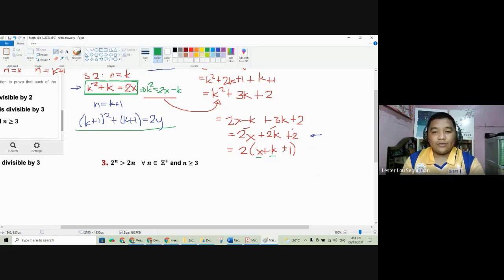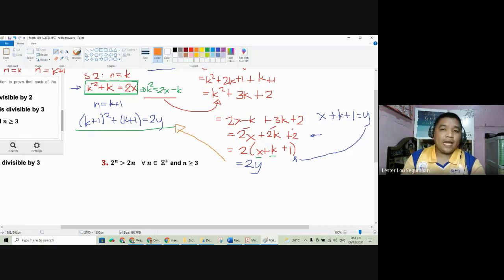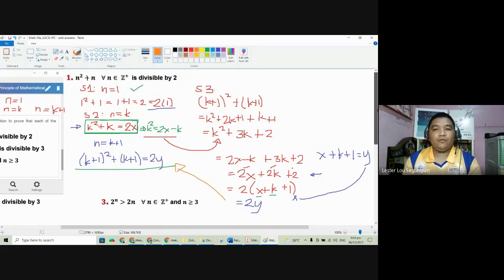Or if you would like to, because this is our goal earlier, we could always assume that x plus k plus 1 could be any variable y. So with that, we can substitute here. So this is actually 2y, and we have reached our goal. This is how we show the proof for the expressions under divisibility.